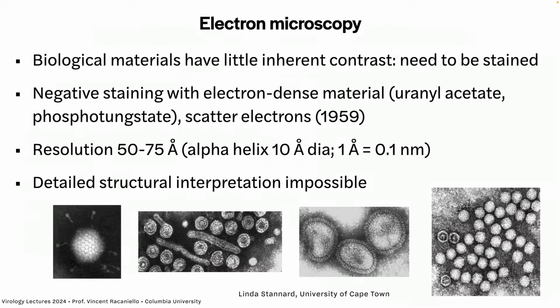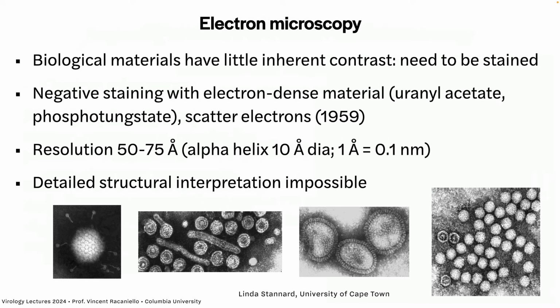Now, in order to see a virus particle under an electron microscope, you have to stain it, because biological materials, as you may know, don't have a lot of inherent contrast. And so you have to somehow make contrast. One way is to stain it. There is another way, which we'll see in a moment. But for electron microscopy, you can't use a stain like you would use for light microscopy, because the electrons will go through everything. It won't hold anything back.